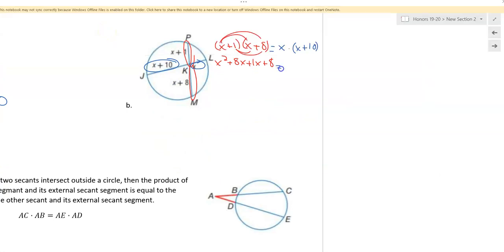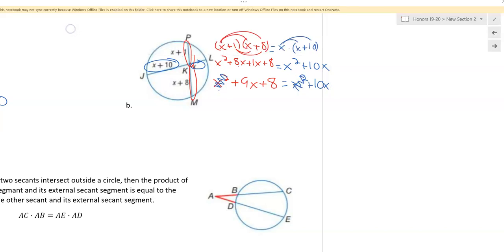Equals, here I just have to distribute once. x squared plus 10x. So on the left side, I have x squared. The 8x and the 1x become 9x. And then I just have this side, x squared plus 10x. The one thing I noticed is I have an x squared on both sides.